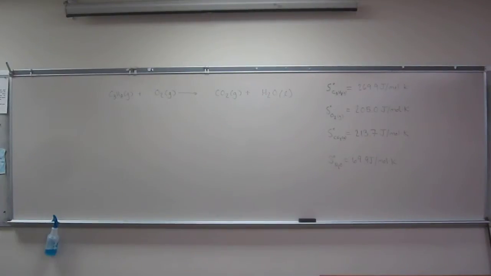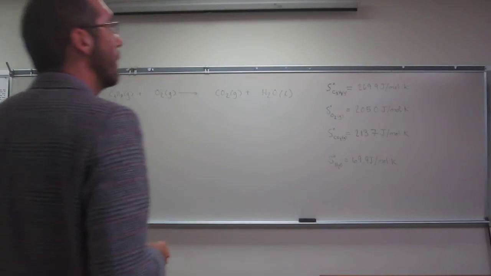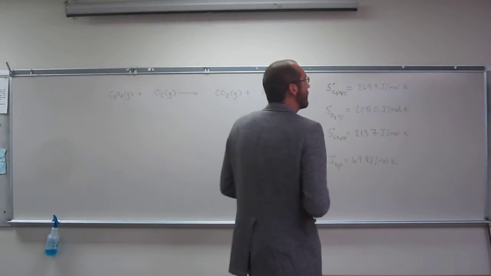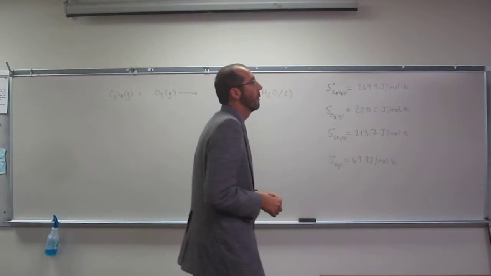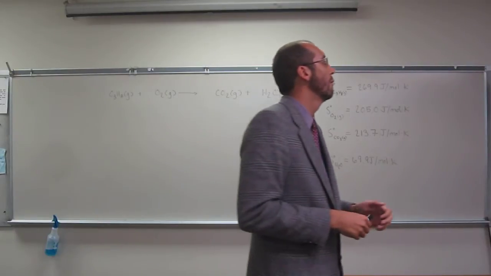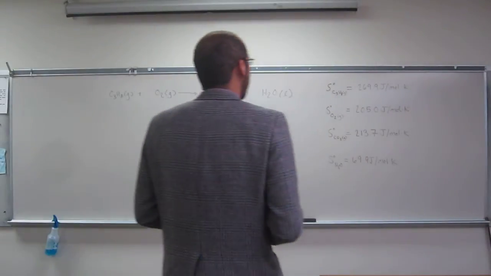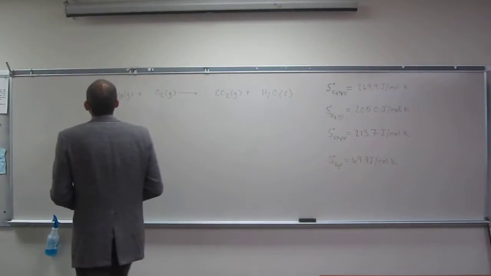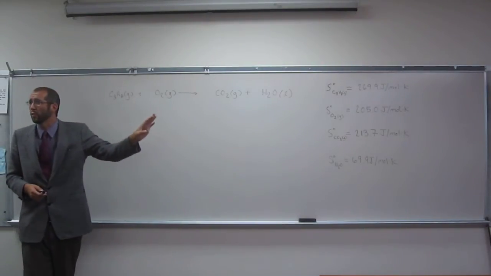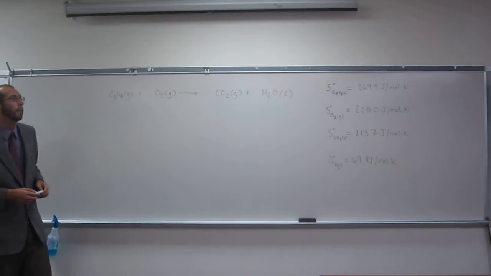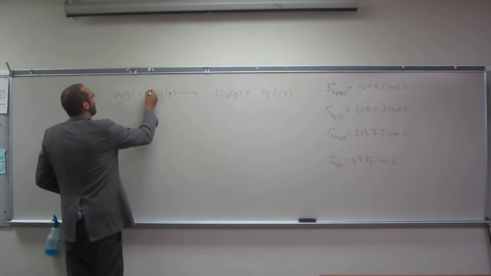Okay guys, let's start the day today with calculating the standard entropy of reaction. The actual problem says calculate the delta S at standard conditions of the reaction for the combustion of 1 mole of propane at 25 degrees Celsius. In order to do these types of problems, if you see an unbalanced equation, you've got to balance it first, okay? So let's just balance it.